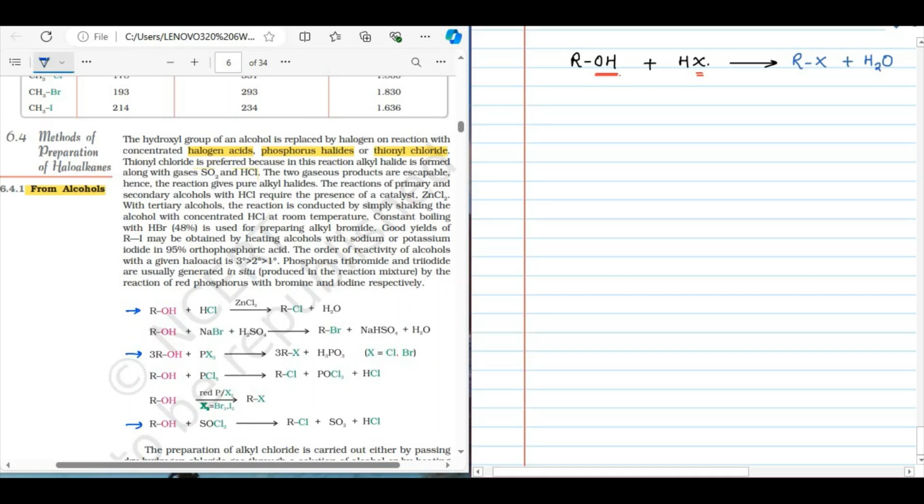So first of all we are going to learn about the preparation of chloroalkane. How is chloroalkane formed from alcohol? Let's take an example of any alcohol. We can take the example of propanol. So it is CH3-CH2-CH2-OH. So this is propanol.